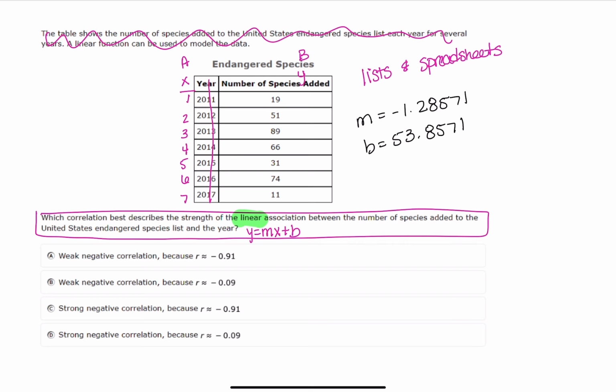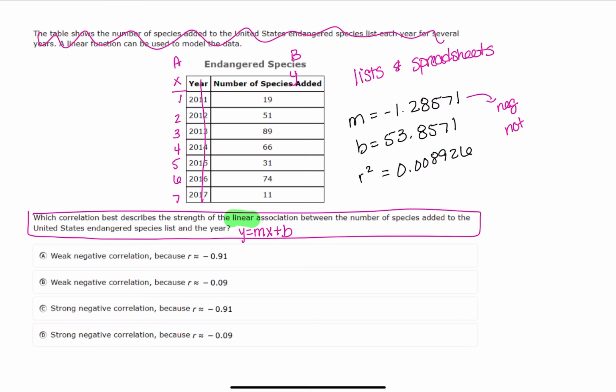On your answer choices, you notice that there's an R. Well, on your lists and spreadsheets, we haven't quite ever paid attention to it, but there's an R squared, and it's 0.008926. Okay, so paying attention to these: it's negative, so we get rid of positives, which there are no positives. Now, is negative 1.2 close to 0? No, it's not close to 0, so not strong. Therefore it's not going to be strong.